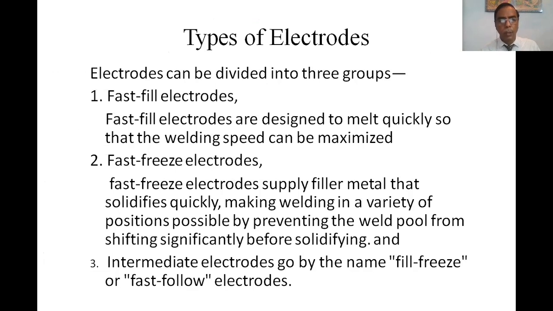Types of electrodes. Electrodes can be divided into three groups. Fast fill electrodes are designed to melt quickly so that welding speed can be maximized. Fast freeze electrodes supply filler metal that solidifies quickly, making welding in a variety of positions possible by preventing the weld pool from shifting significantly before solidifying. And intermediate electrodes go by the name fill freeze or fast follow electrodes.